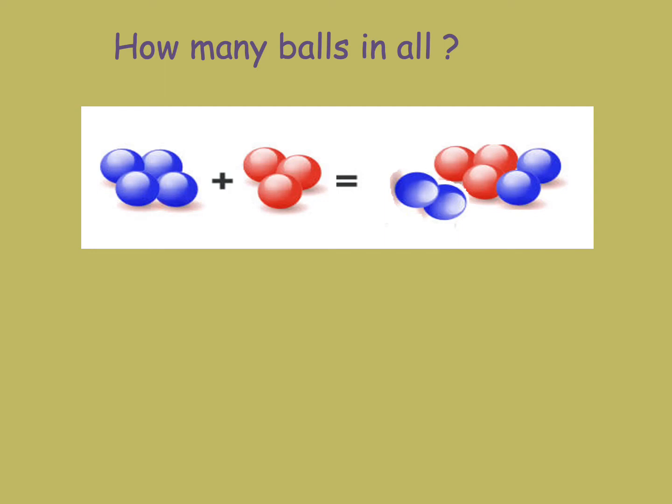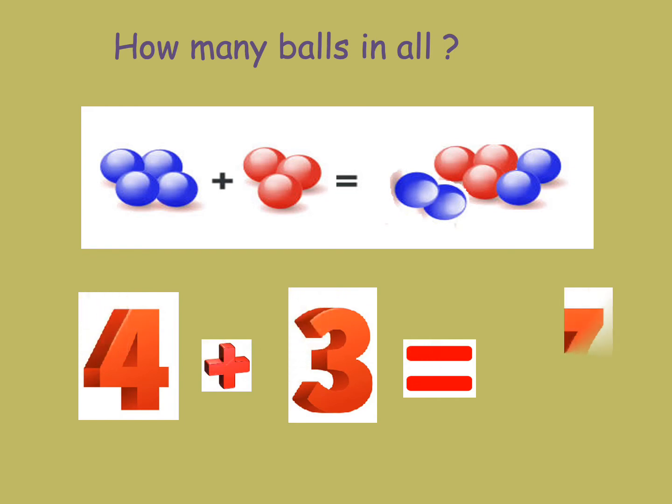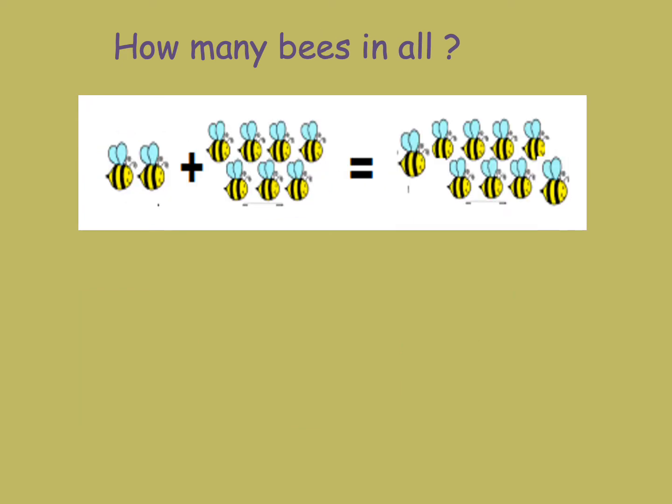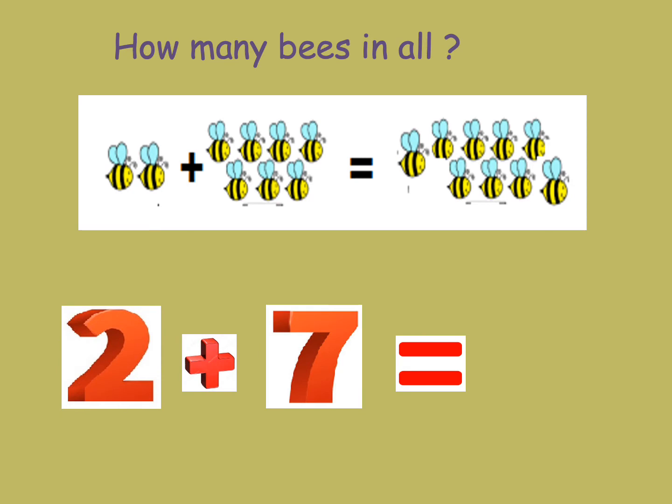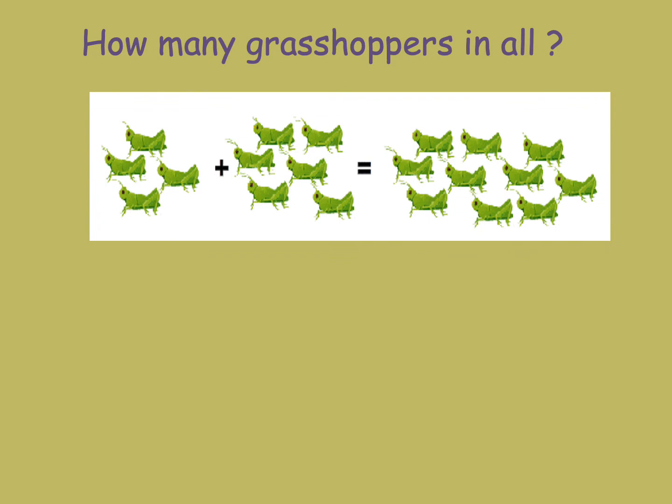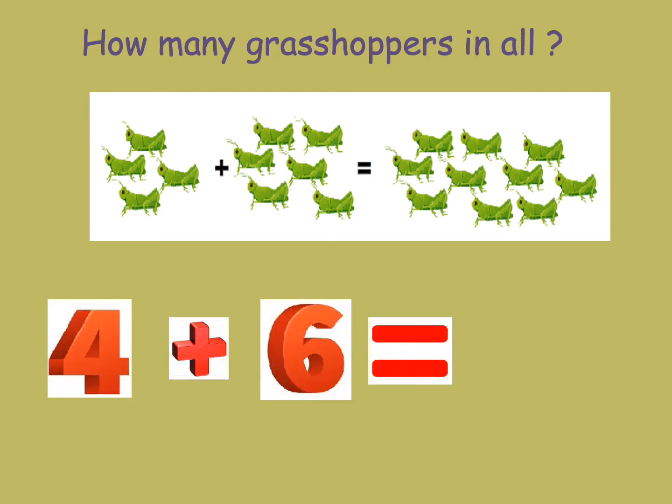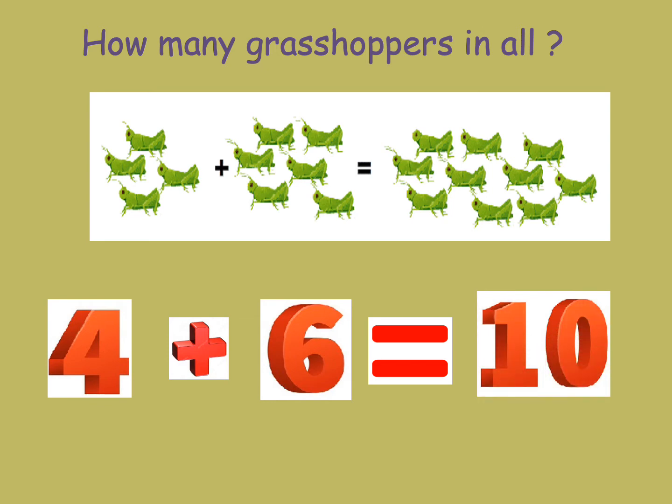Let us see a few examples and find the sum. How many balls are there in all? 4 plus 3 is equal to 7. There are 7 balls in all. Let us find out how many bees are there in all. 2 plus 7 is equal to 9. There are 9 bees in all. Let us find out how many grasshoppers are there in all. 4 plus 6 is equal to 10. There are 10 grasshoppers.